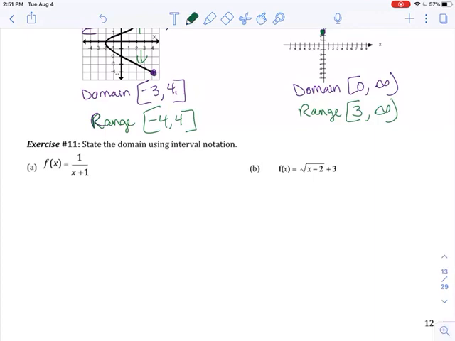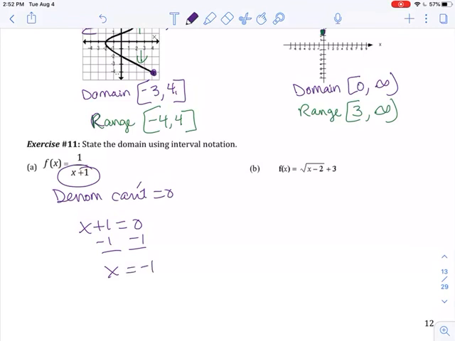State the domain using interval notation. So basically, I have a fraction right here. With a fraction, the denominator can't equal 0. So I'm going to take this denominator, set it equal to 0, and solve. So basically, it cannot be -1. So look how I'm going to write this. It can be negative infinity all the way up to -1, but not including the -1. Or it could be from -1 all the way up to positive infinity. So including every number but the -1.